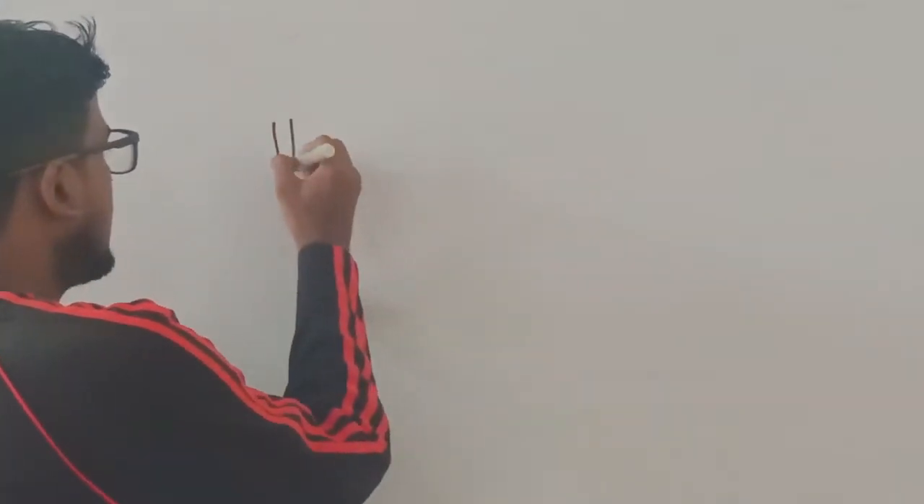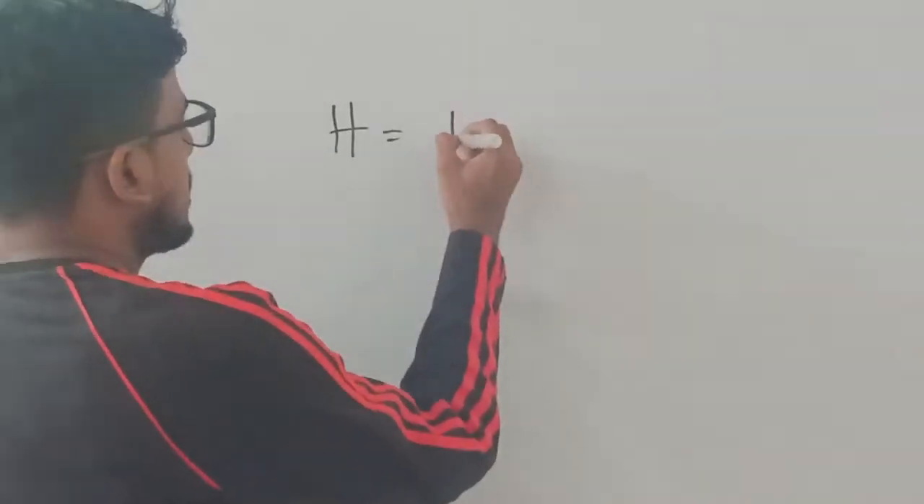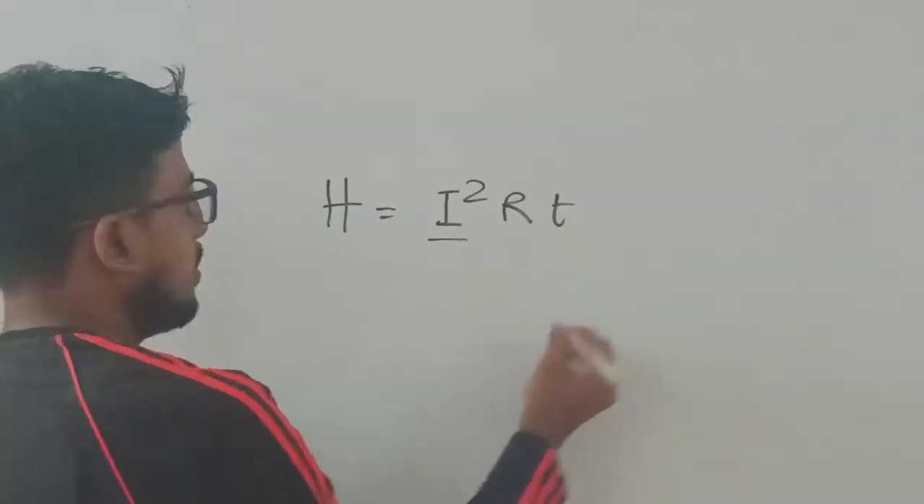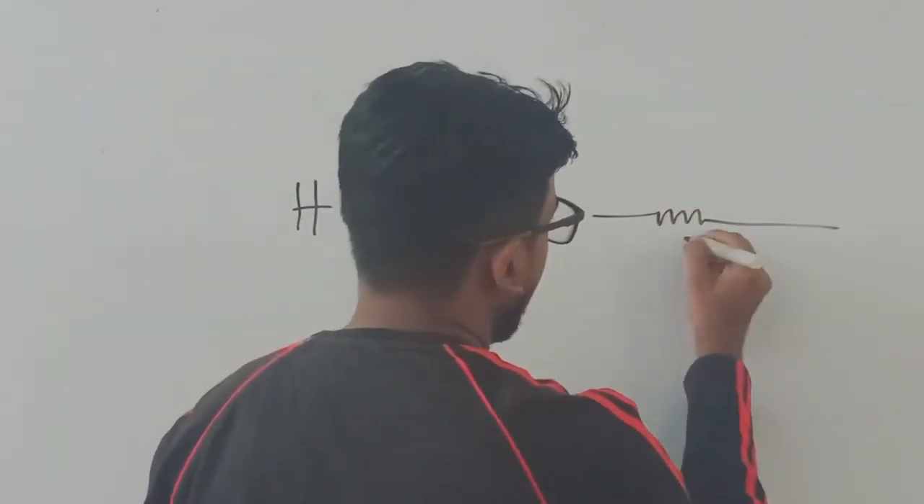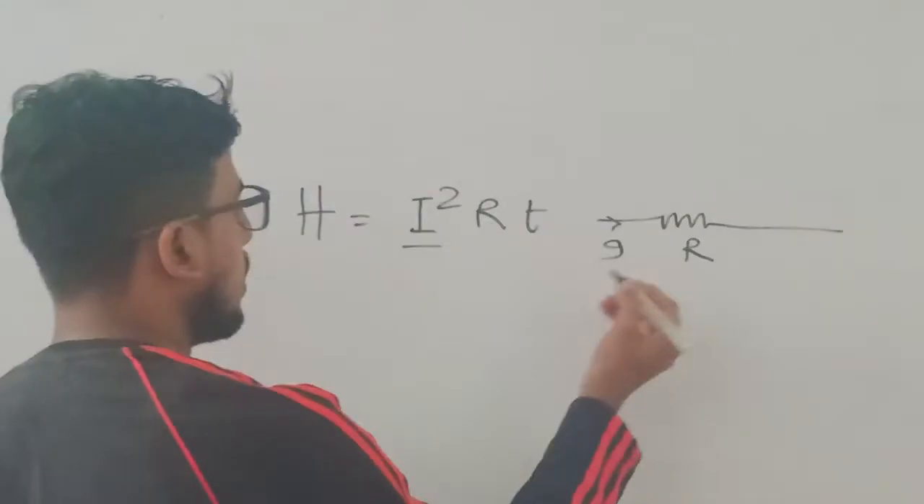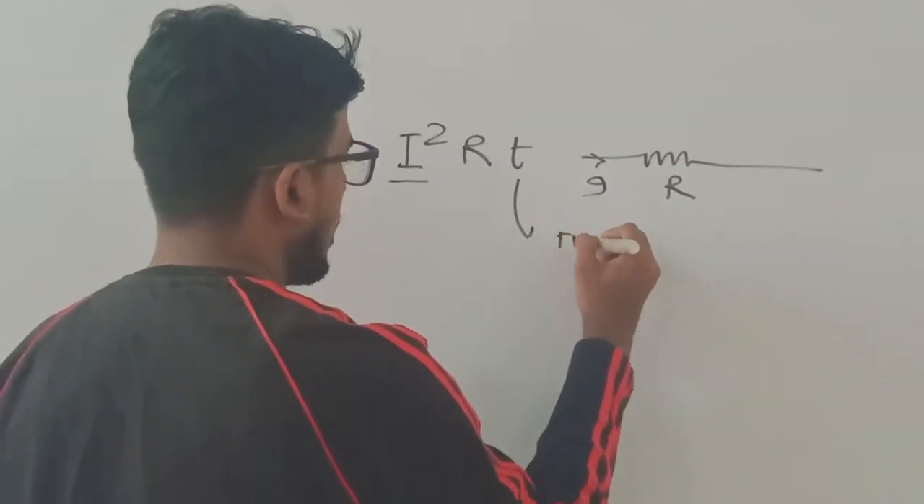A resistor in series and parallel and Joule's law. According to Joule's law, which we already studied, the heat produced across a resistor is equal to I square R T, where I is the current passing through the resistor of resistance R, and T is the time interval for which the current flows.